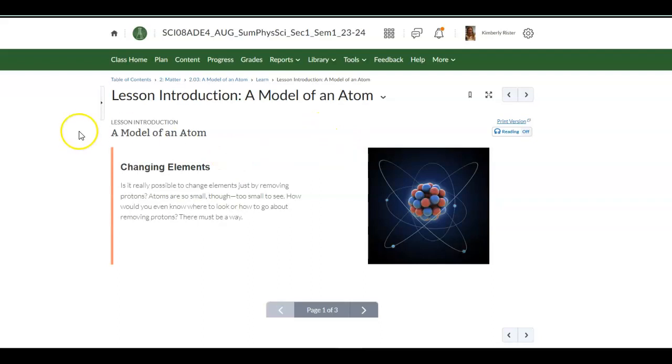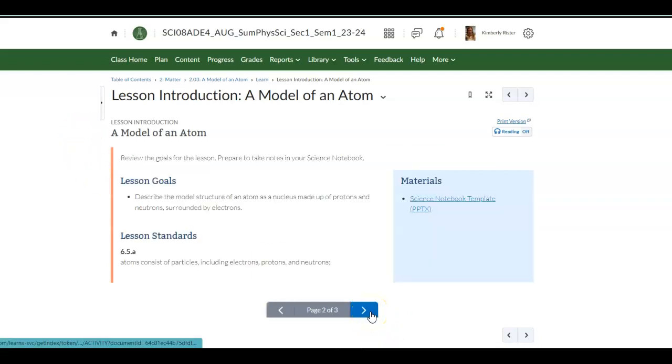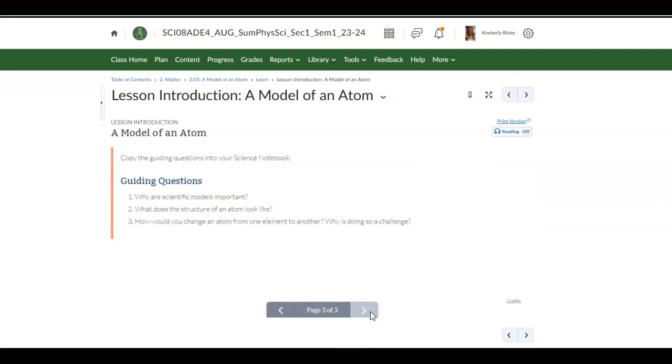So we're talking about the model of an atom, and is it really possible to change elements just by removing protons? Atoms are so small, too small to see. So how would you know where to look or how to go about removing protons? There must be a way. So here are the lesson goals and then the 3 guiding questions that we are going to answer. So the first one, let's take a look at. So we're looking for it as we read through. Number 1 says, why are scientific models important?